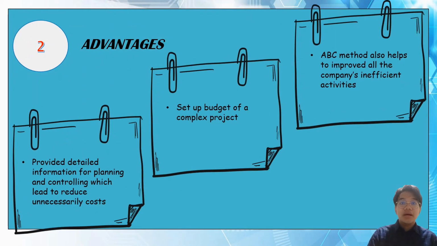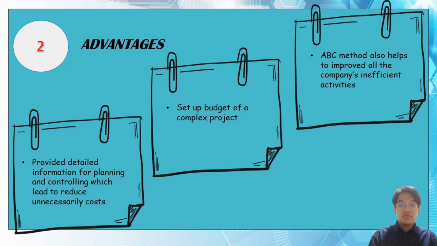For the fourth one, the ABC method also improves all the company's inefficient activities. It makes known all the costs of each activity's requirements for labor, material and time. Therefore, management can plan to have enough material on time. For the fifth one, it will set up the budget of a complex project. This is because the method forecasts and estimates the expected expenses in the future.